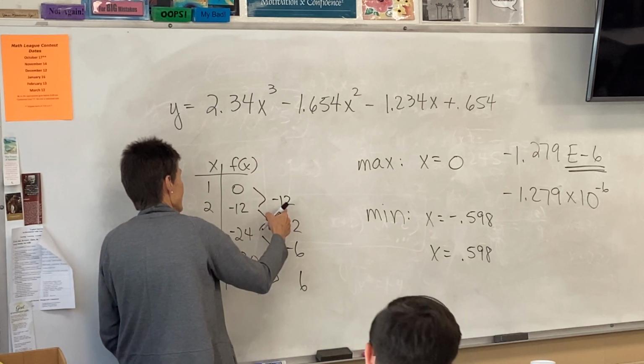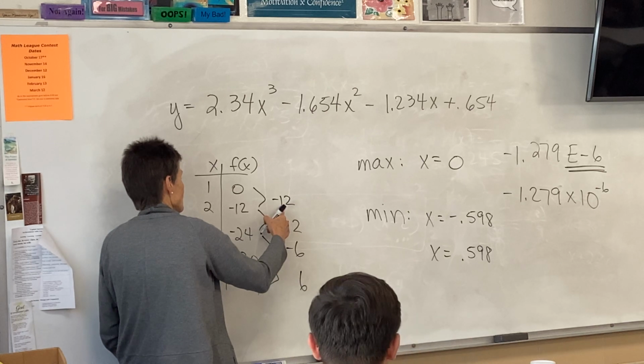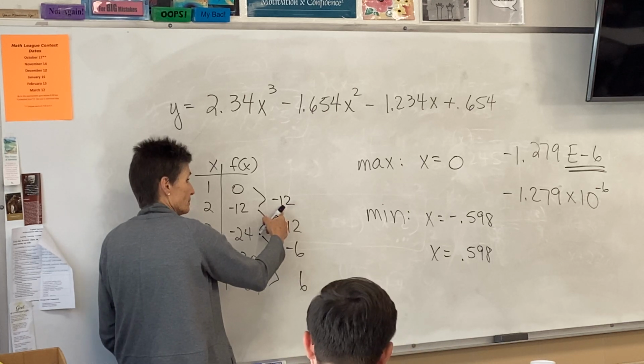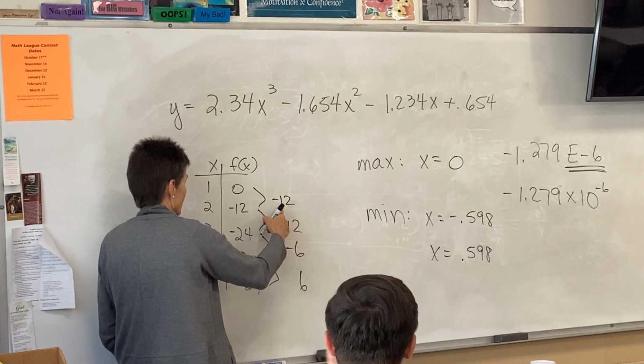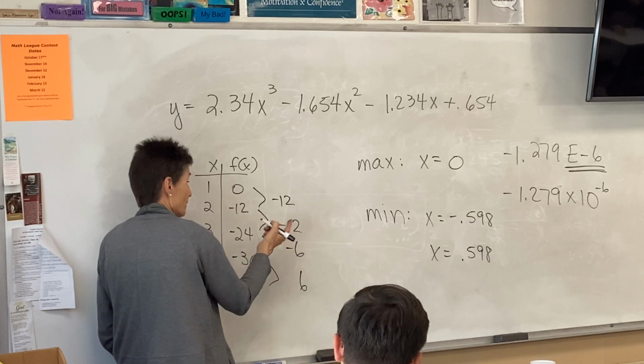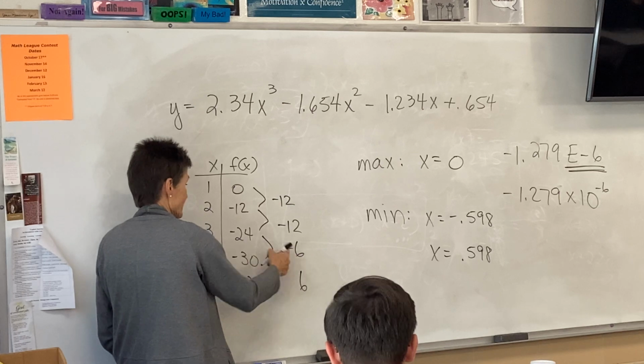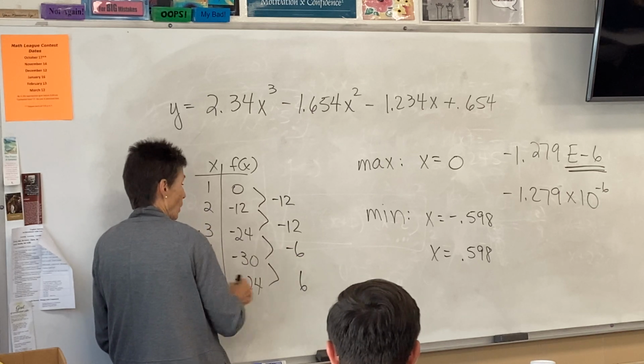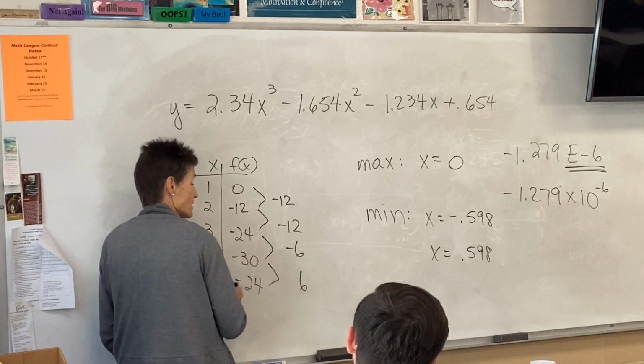Would you agree that the average rate of change is negative 12 for these 2 points? For these 2 points, it's also negative 12. For these 2, it's negative 6. The difference over here is 1, so I can talk about average rate of change. And this is positive 6.